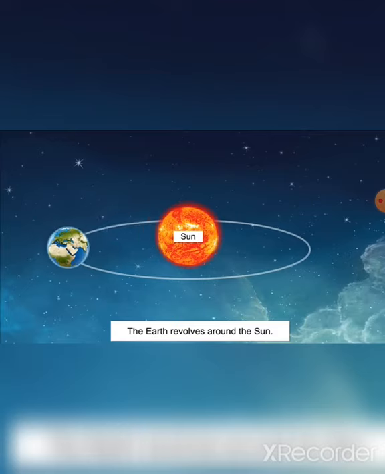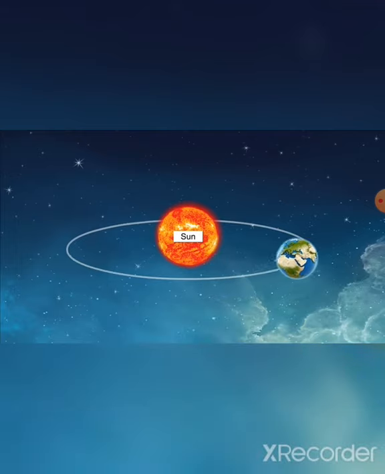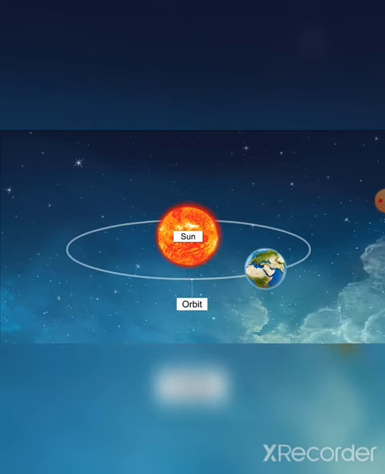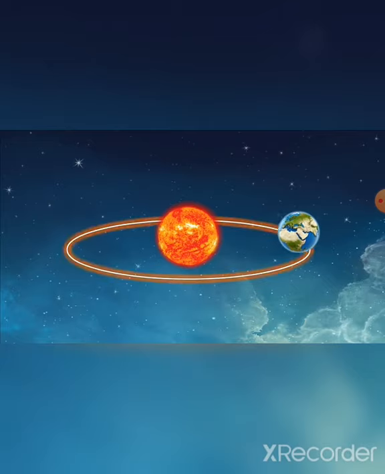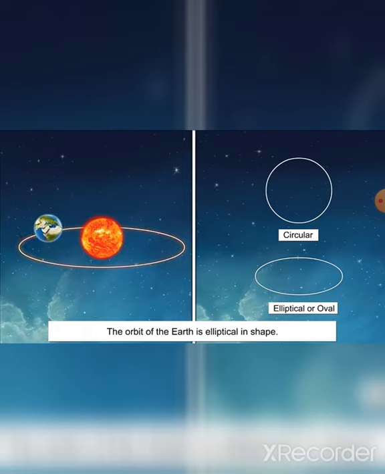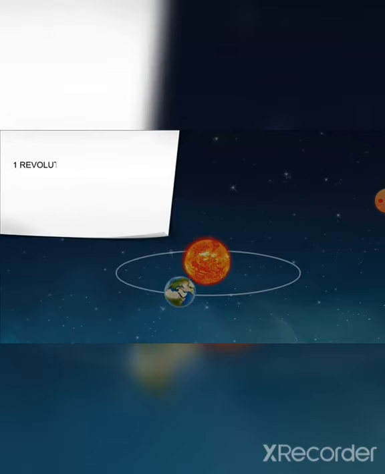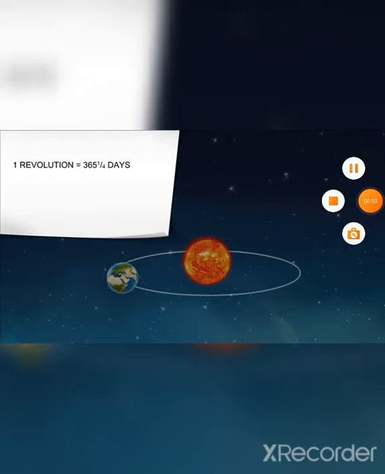The earth moves in two ways. It also revolves around the sun. Let's see what is meant by revolution. When a planet or a moon revolves around an object, it is called revolution. The imaginary path around which an object moves is called its orbit. This means that the Earth revolves around the Sun in its orbit. Do you know that the shape of the Earth's orbit is not circular but elliptical or oval in shape? The Earth takes about 365 and 1/4 days to complete one revolution.